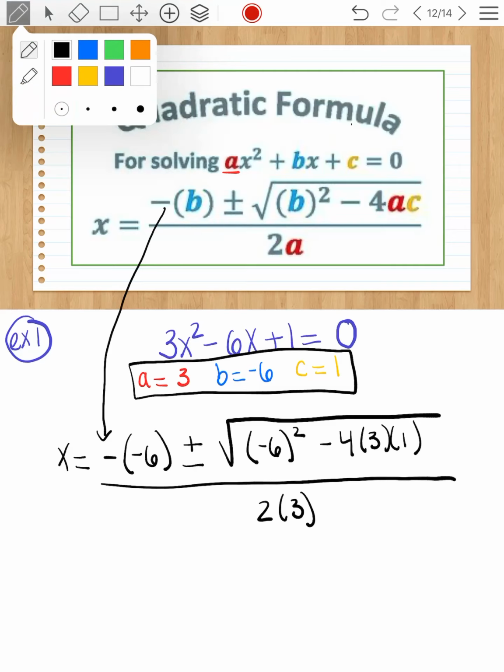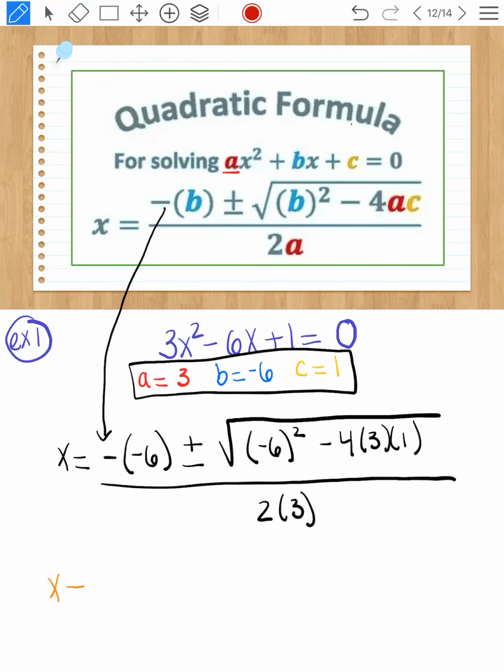And now the one thing you don't want to do is try to simplify everything at once. So let's do a little bit at a time. The denominator I can change to 6 because that's 2 times 3. And here, this -6, I'm going to change to +6. Lots of 6's in this problem.